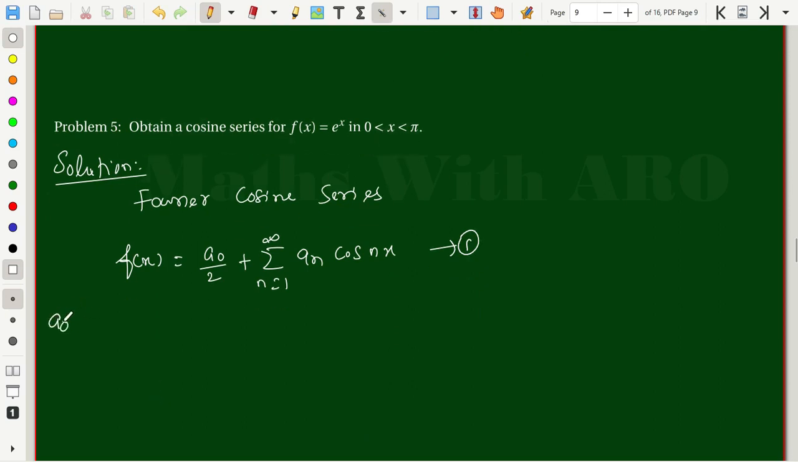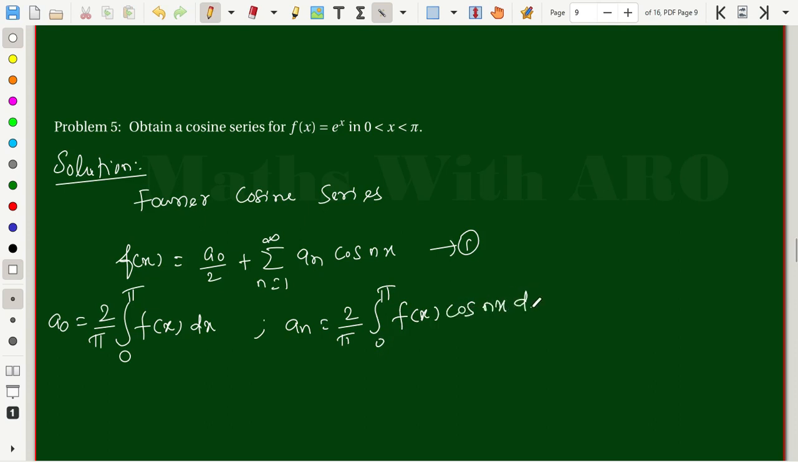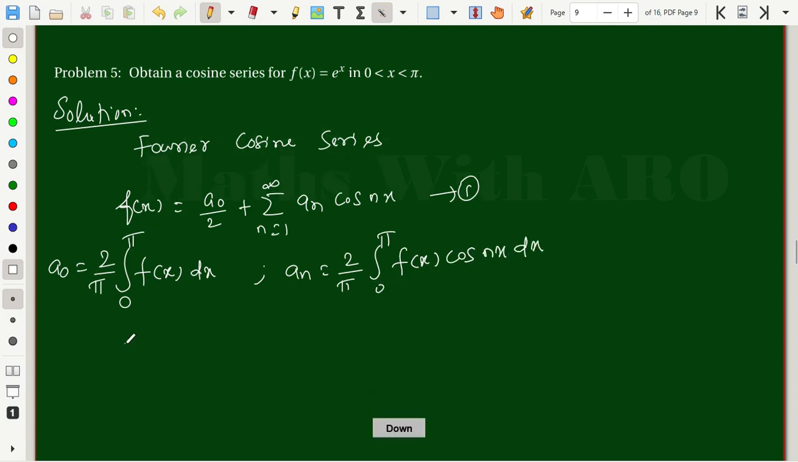a0 is equal to 2 divided by pi into integral 0 to pi f of x dx, and an is equal to 2 divided by pi into integral 0 to pi f of x cos nx dx. So let me a0 ஓட வேல்யூ என்ன அப்படிங்கறத கால்குலேட் பண்ணோம். Then an ஓட வேல்யூ என்ன அப்படிங்கறத கால்குலேட் பண்ணி ஈக்குவேஷன் 1 ல சப்ஸ்டிட்யூட் பண்ண போறோம். Now we are going to find the value of a0.